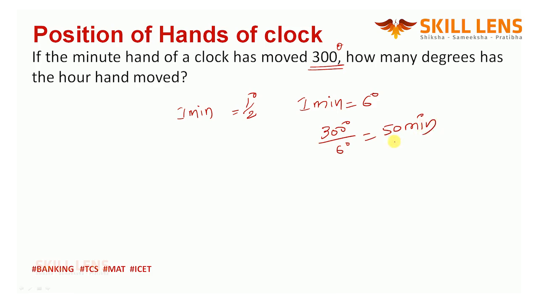The hour hand in 1 minute rotates half a degree. In 50 minutes, how many degrees will it rotate? 25 degrees. So the answer for this question is 25 degrees. This is how you can get your answers very easily. These types of questions can be asked in banking, CTS, TCS, NMAT and ISET examinations. Hope you guys understood this particular session. Thank you.